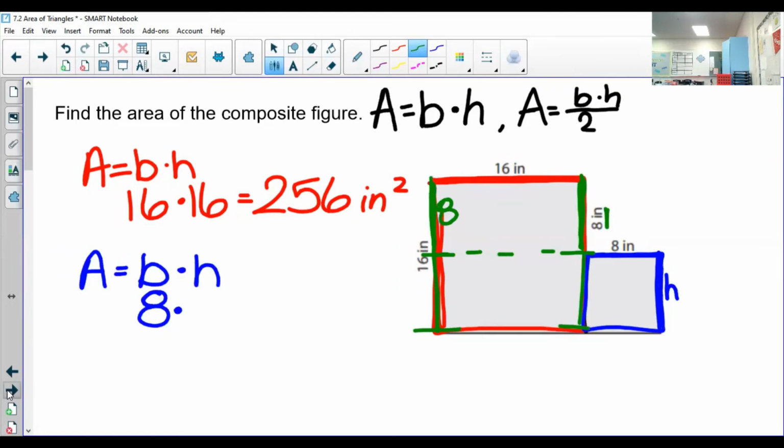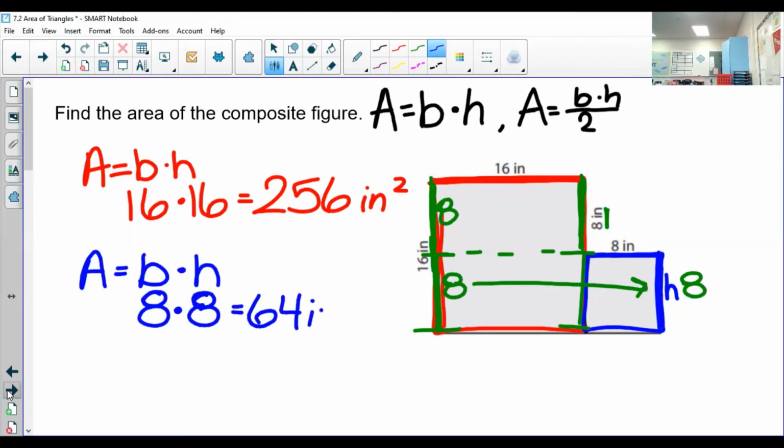And if the whole thing is 16, what's the bottom half going to be? Also going to be 8. 16 minus 8 is 8. So that carries over directly to what's my height? My height is 8. So I'm going to do 8 times 8 is 64 inches squared. So I know this is 64. I know this is 256.